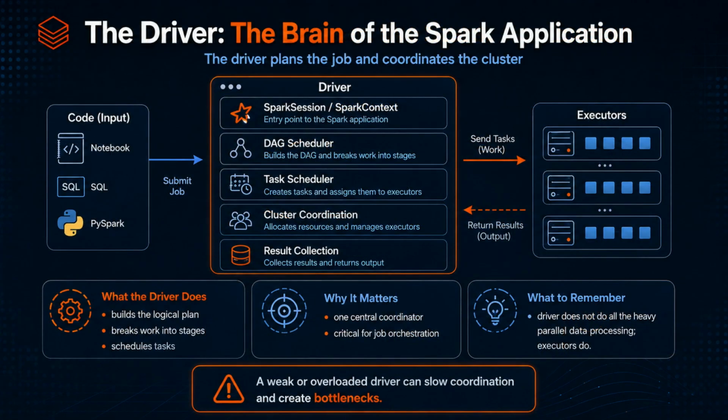The driver is the brain of the Spark application. When you run code from a Databricks notebook, SQL command, or PySpark script, the job is submitted to the driver. The driver creates the Spark session, builds the logical plan, creates the DAG, breaks the work into stages, and schedules tasks for the executors. But remember this clearly: the driver does not process all the data in parallel. That heavy work is done by the executors. The driver coordinates. The executors execute. That is why an overloaded driver can still slow down the whole job. If coordination becomes slow, the entire application can suffer from bottlenecks.